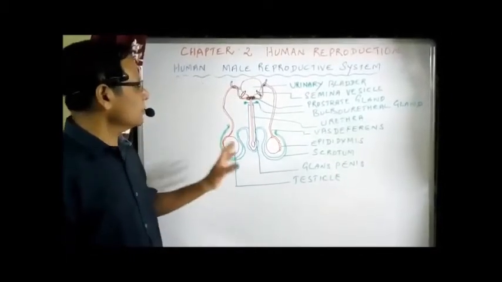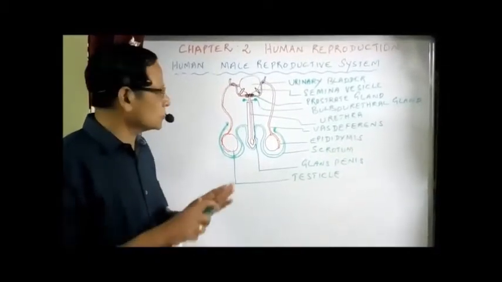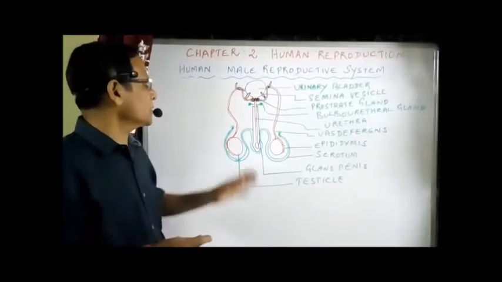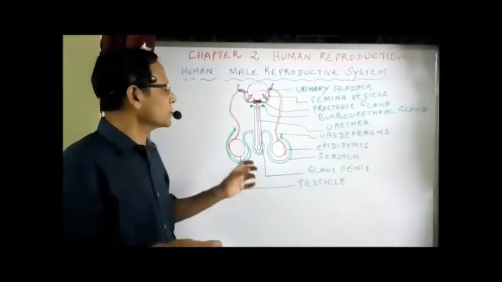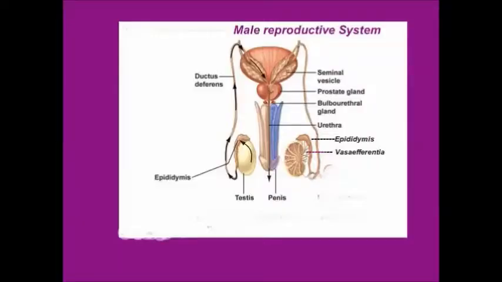So these are all the components. I am showing only a simple structure, and that is enough to draw. It is not necessary to draw the entire body of the human. So that's all about the male reproductive system, the various organs I described so far.